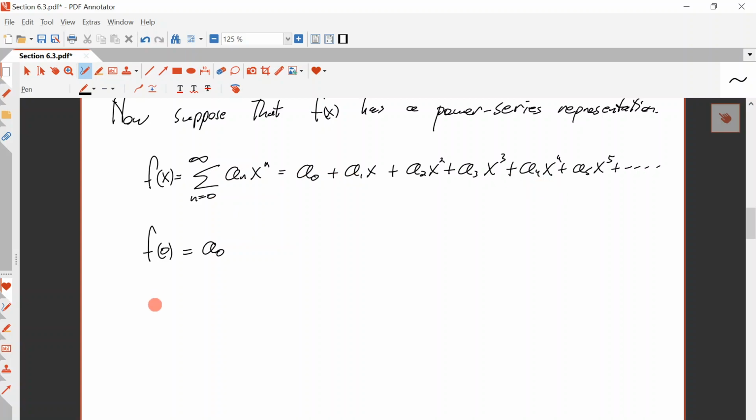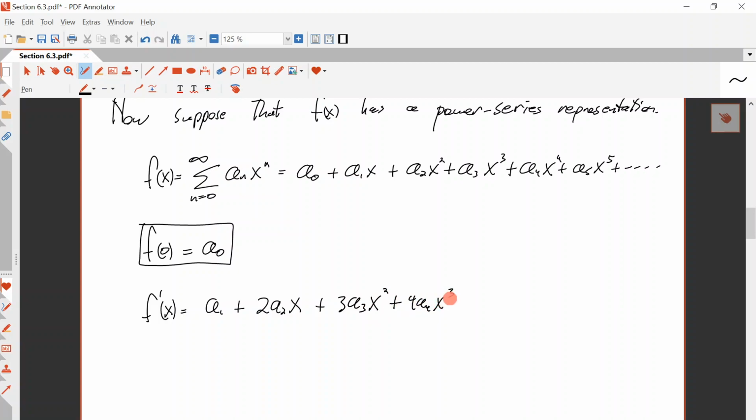Now, let's take the derivative of this. f prime of x is equal to, well, that's 0, that's a1, a1 plus 2a2x plus 3a3x squared, 4a4x to the third, 5a5x to the fourth, so on and so forth. Plugging in x equal to 0, we have f prime of 0 is equal to a1.